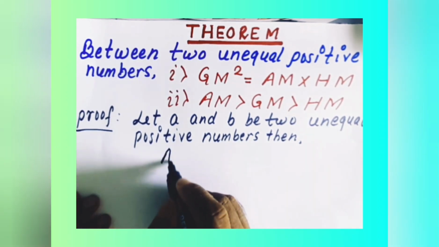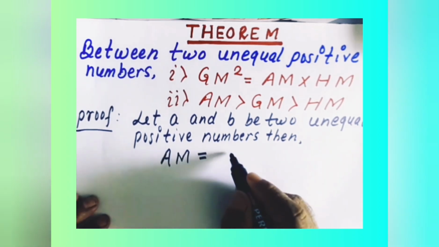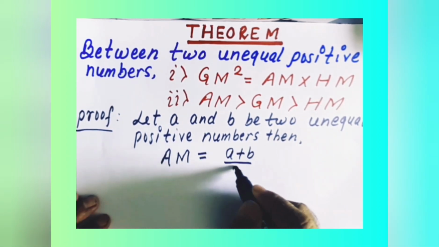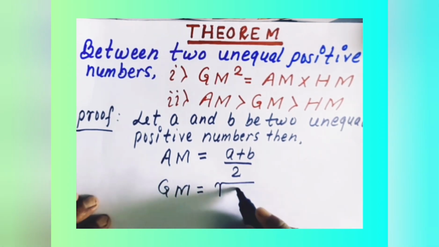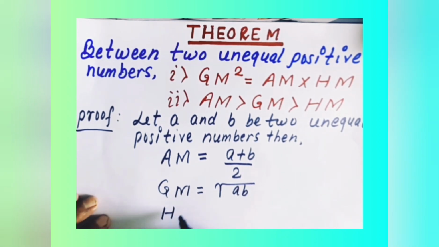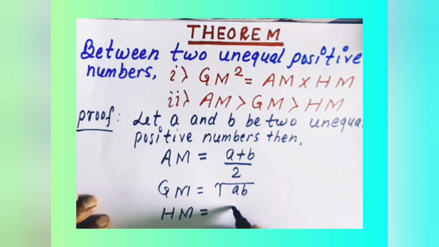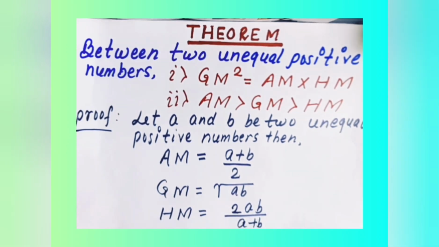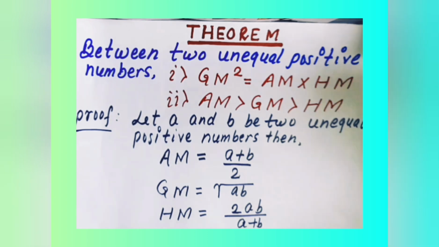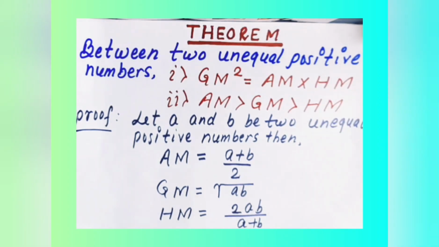we know that AM, arithmetic mean, is equal to (a plus b) by 2, geometric mean GM is equal to root over ab, and harmonic mean HM is equal to 2ab upon (a plus b). This we know by the rule of AM, GM and HM. Now we have to take this first.